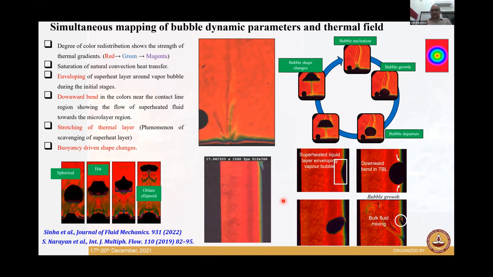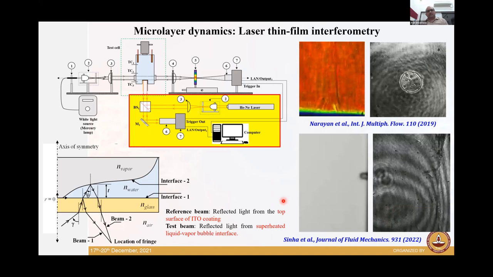So these images can be recorded and they can be further quantified. Now that was the bulk convection or the bulk parameters. When it comes to bubble growth mechanisms, you have microlayer, particularly in the context of hydrophilic surfaces. For that, what we have done, we have integrated a thin film interferometer.